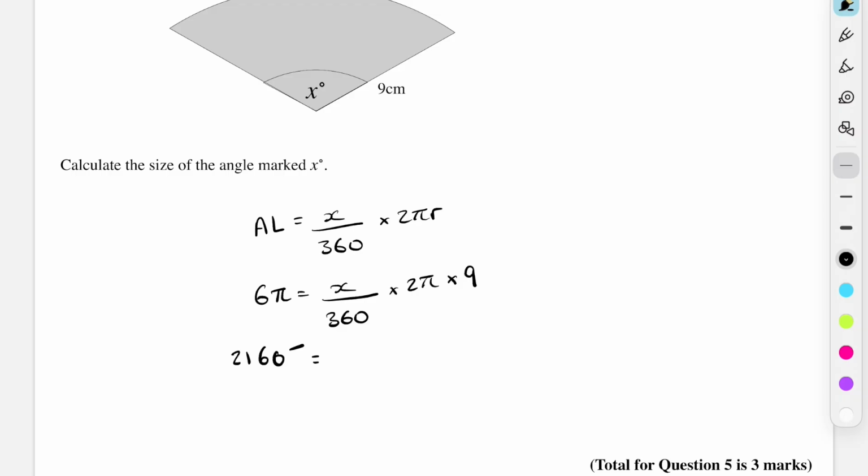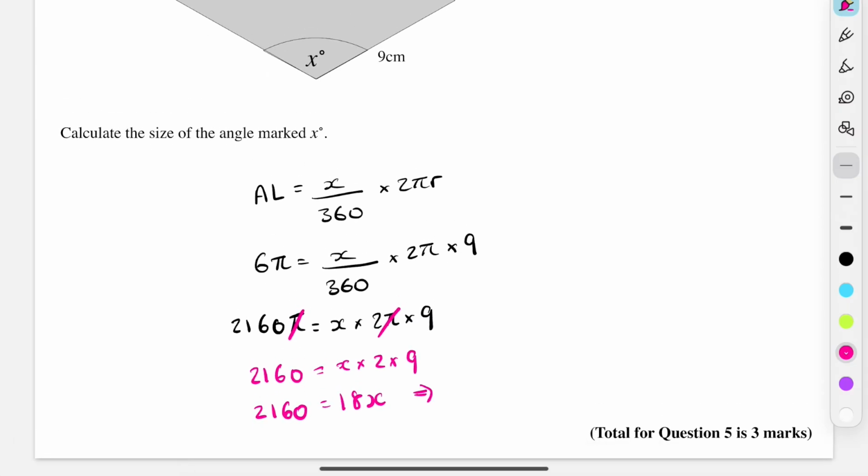So we have 2,160 pi equals x times 2 pi times 9. We can divide both sides by pi because the pi's cancel. So we have 2,160 equals x times 2 times 9. 2 times 9 is 18, so that's 18x equals 2,160. Dividing both sides by 18, we have 2,160 divided by 18, and the answer to that is 120. So x is 120 degrees.